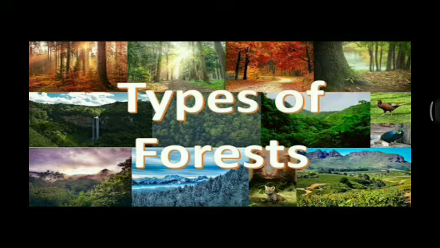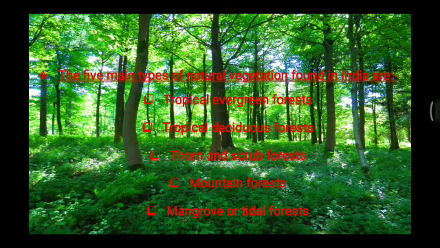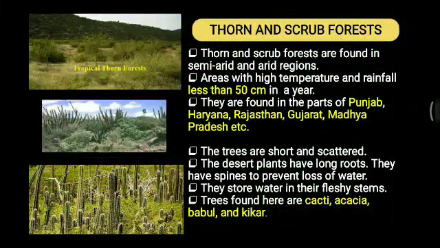Alright, so the 5 main types of natural vegetation which are found in India are tropical evergreen forest, tropical deciduous forest, thorn and scrub forest, mountain forest, and the mangrove forest. In the previous session we have already discussed the tropical evergreen forest and tropical deciduous forest. So today we'll start the proceedings with thorn and scrub forest.